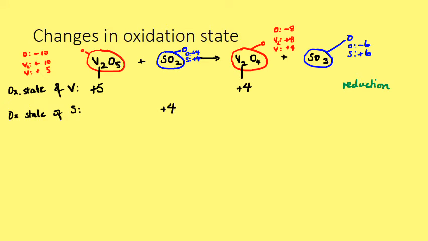So we can write in plus 6 here, and so you can see that the sulfur has gone from plus 4 to plus 6, and it's done that by losing 2 electrons. So if it's lost 2 electrons, then that is oxidation. Hopefully that's been clear, so we can move on now to half equations.